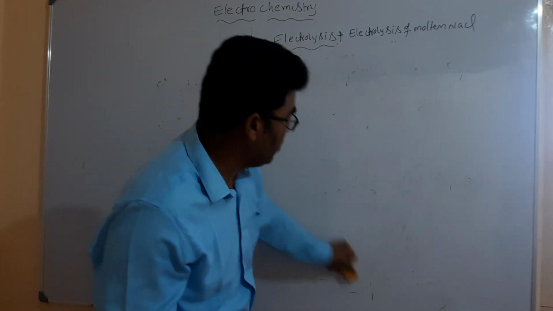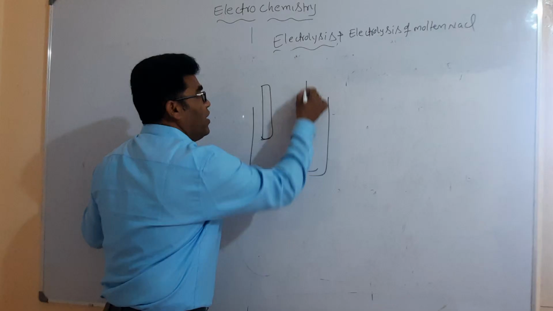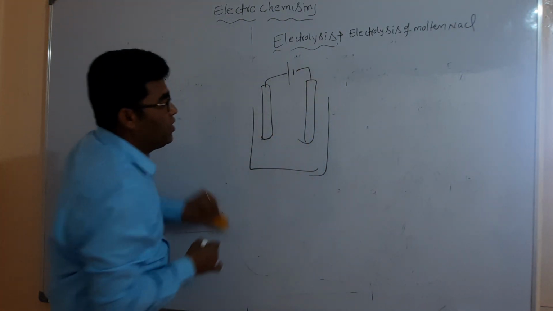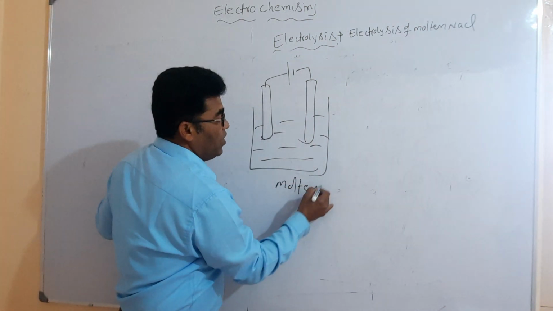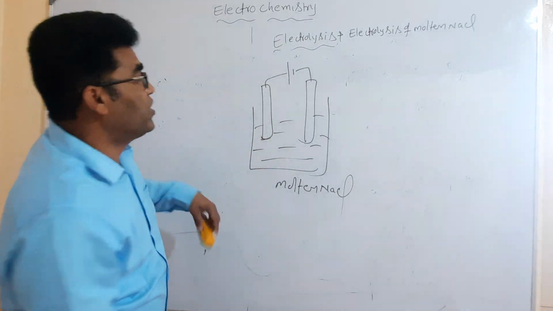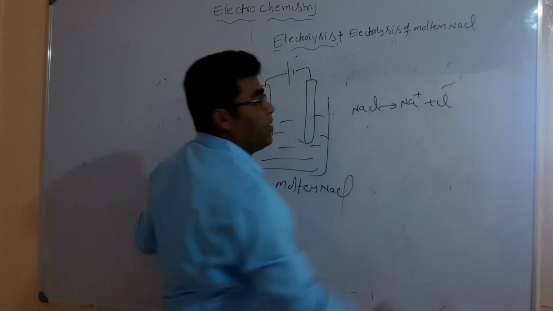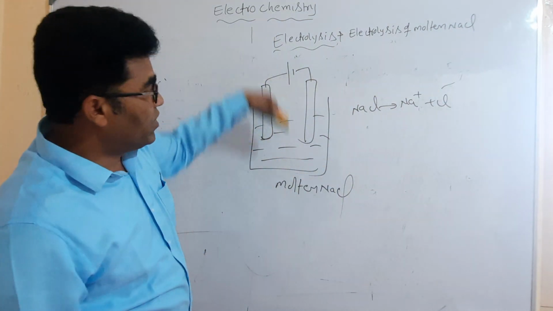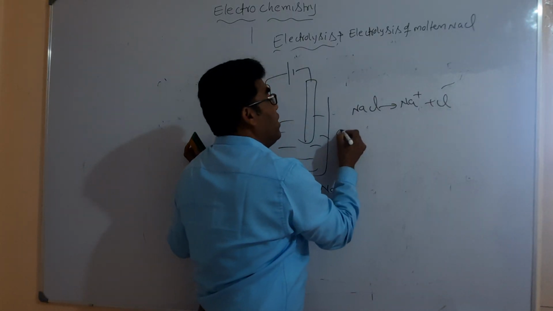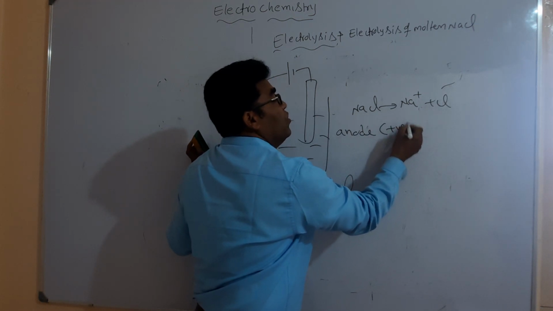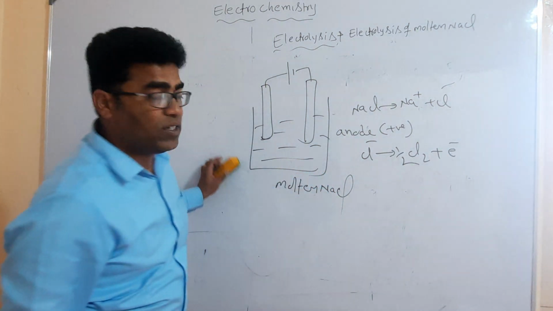First, what is an electrolytic cell? You observe here: this is a beaker containing platinum rods connected to the battery. In this, there is molten NaCl. When electricity is passed, NaCl splits up into Na plus and Cl minus. The cation migrates towards the negative electrode, and the anion goes to the anode, the positive electrode, forming Cl2 plus electrons to balance.